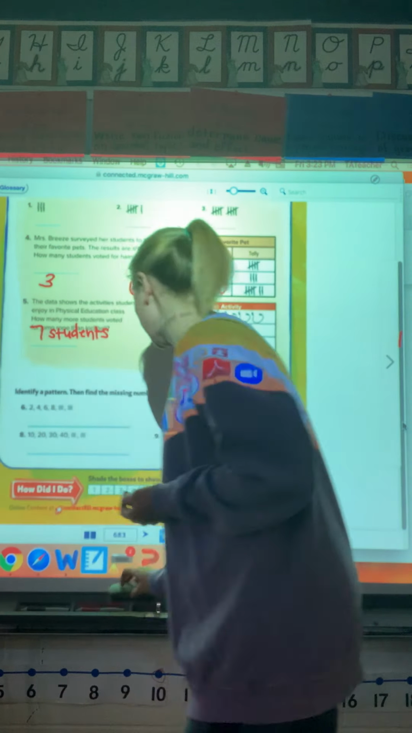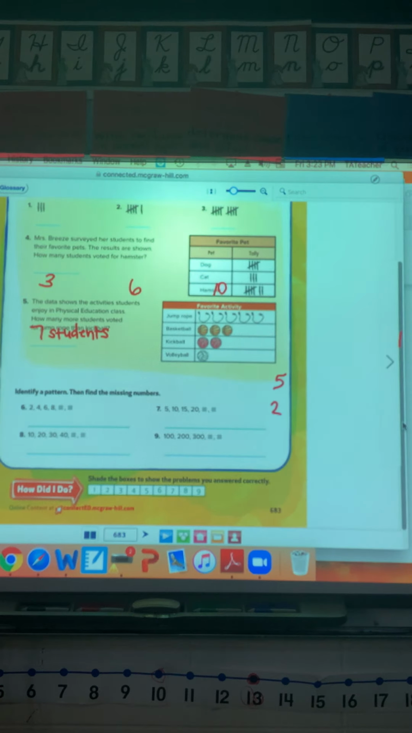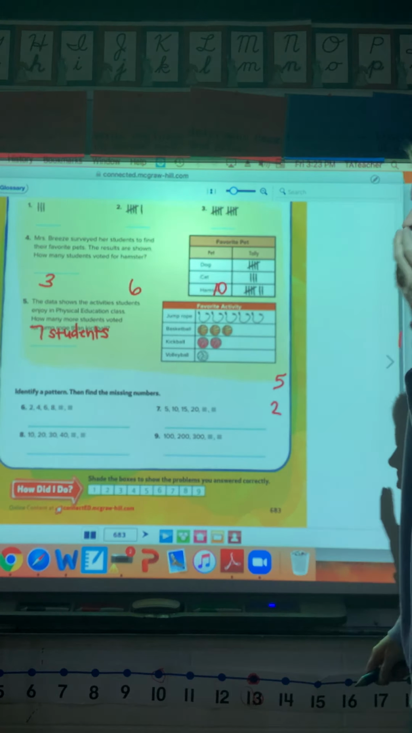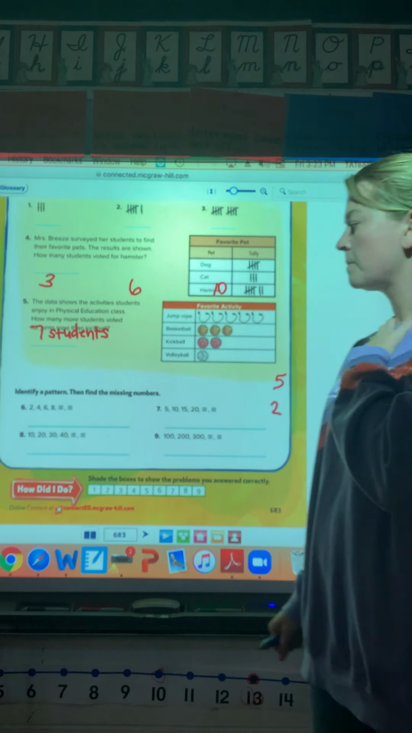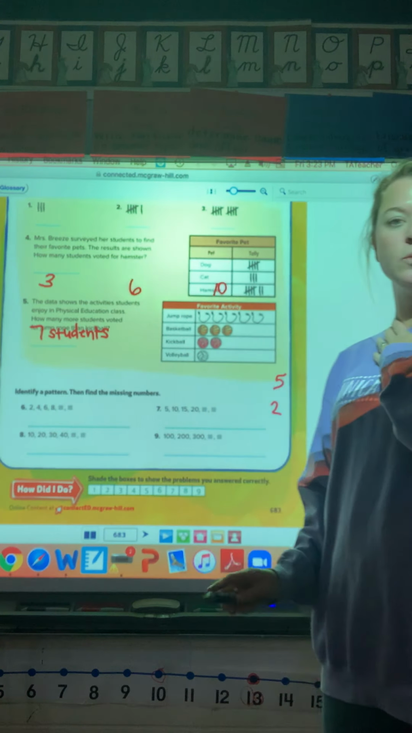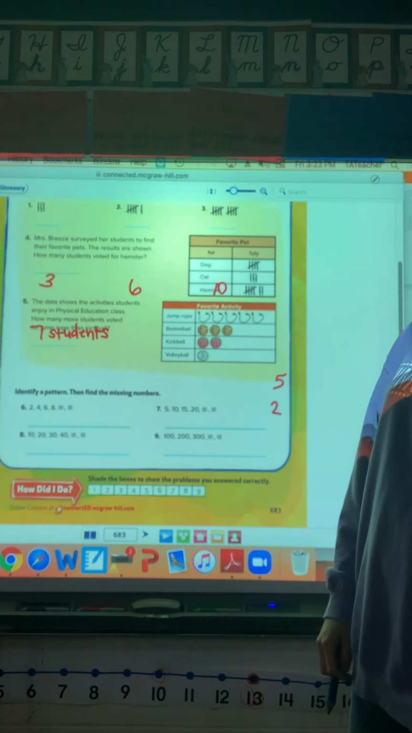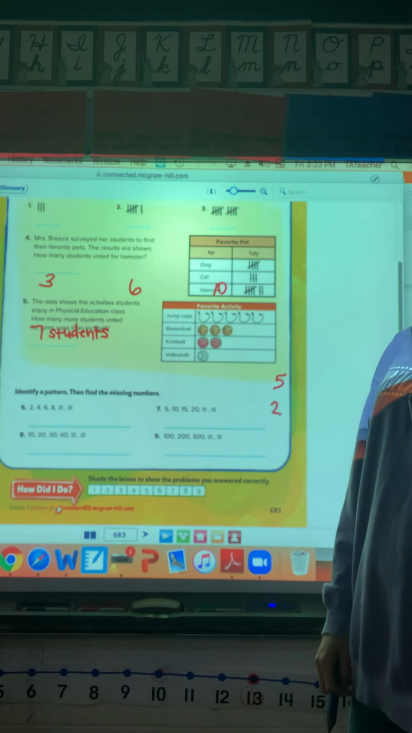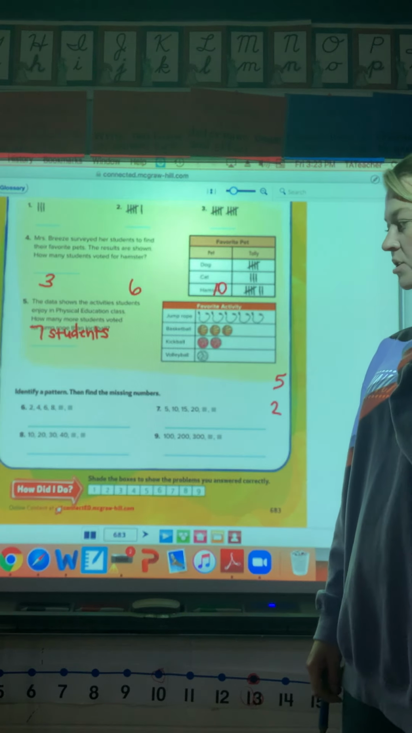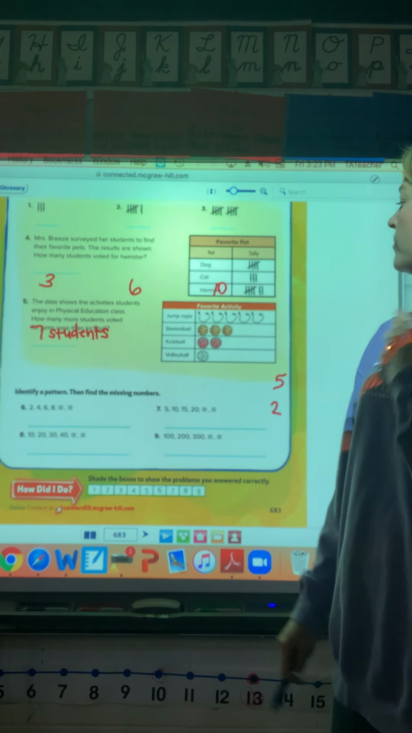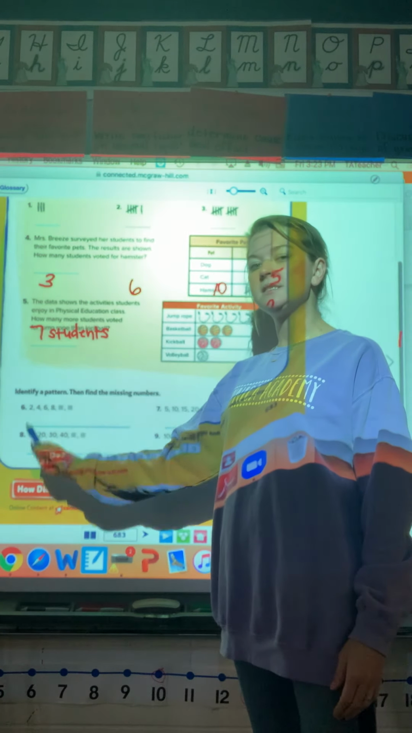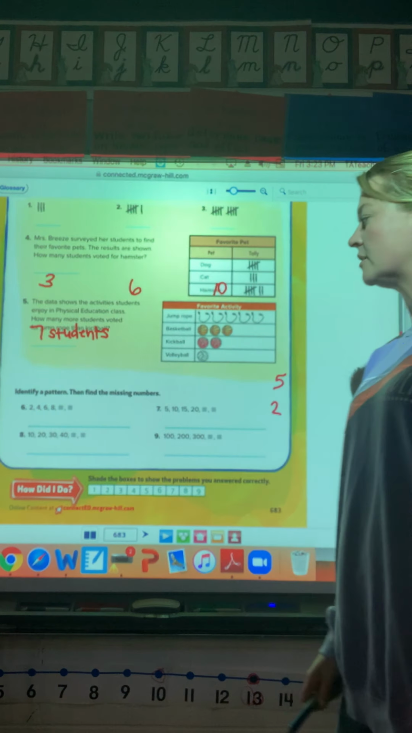I'm going to erase that real quick. All right, it says identify a pattern and then find the missing numbers. Let's look at number 6. 2, 4, 6, 8. Let's think, how are we getting from one number to the next? How are we getting from the 2 to the 4? Well, if you said multiply by 2, that's right. Yes, 2 times 2 is 4. But what is 4 times 2? It is not 6. So multiply by 2 cannot be our pattern.